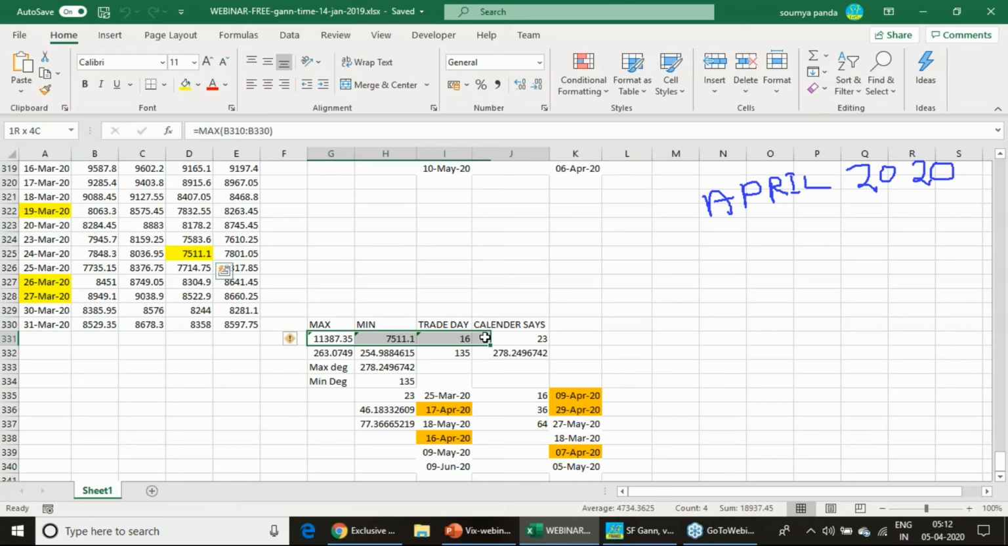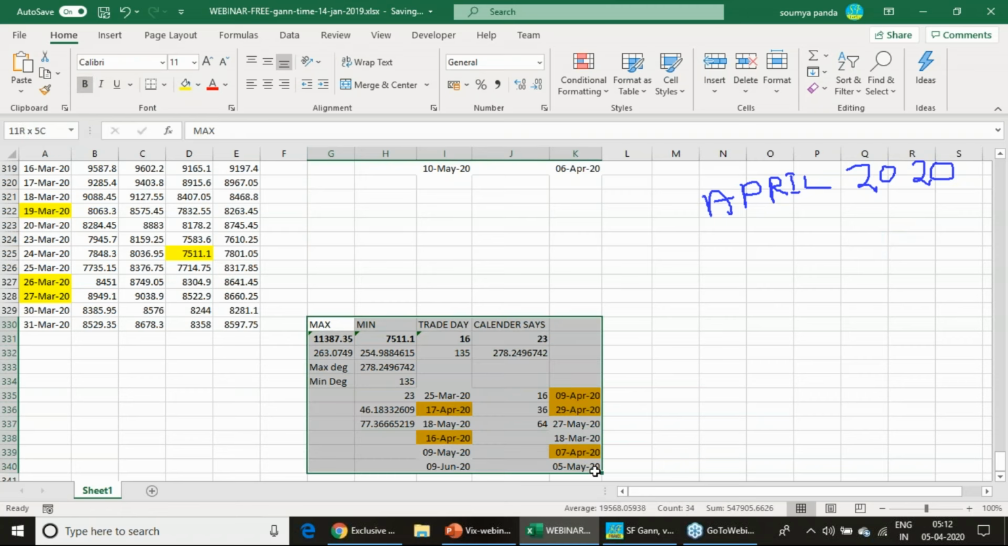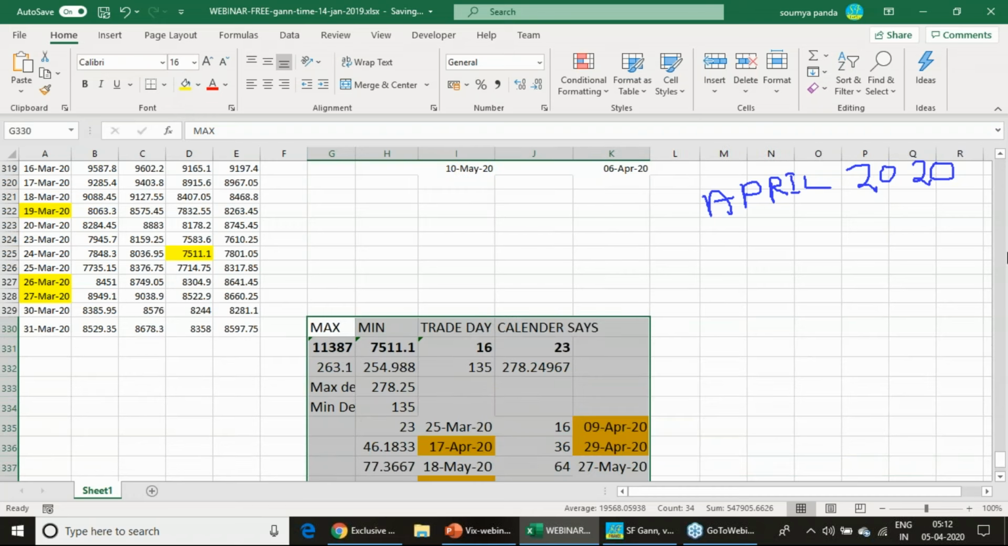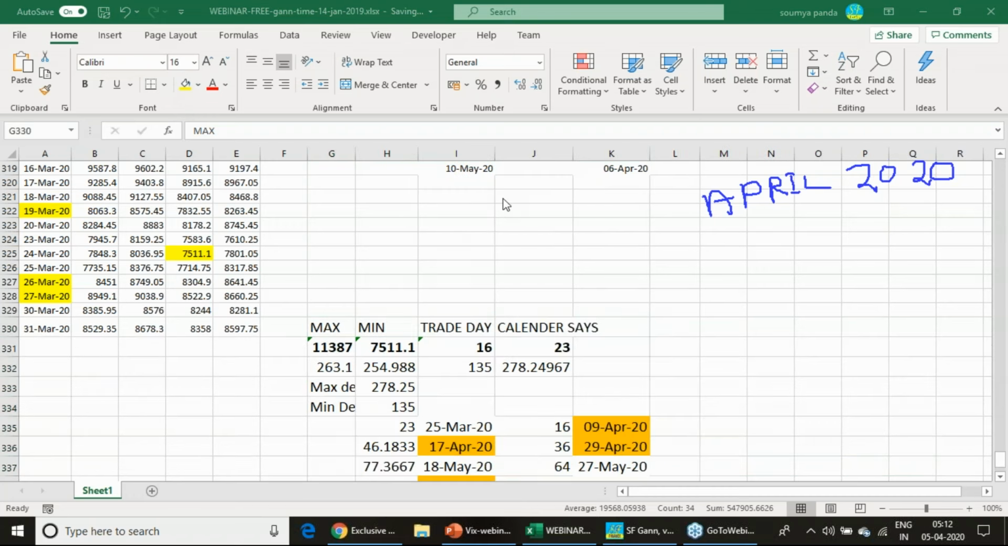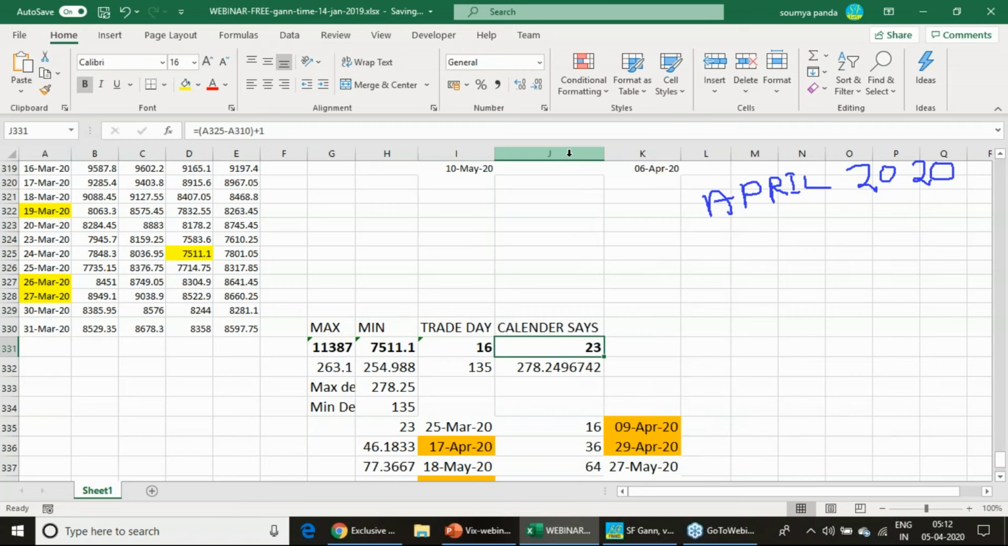So these four data I got. I have just taken the high, the low, the number of trading days and the number of calendar days, not the difference. So this is only the high-low squaring method; the price range method is different. These four data we have to convert into degrees.